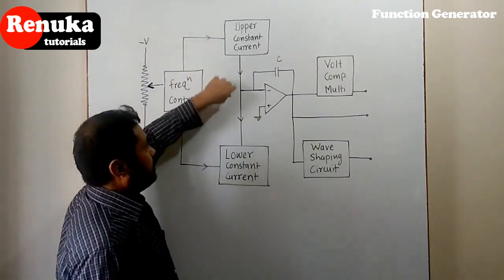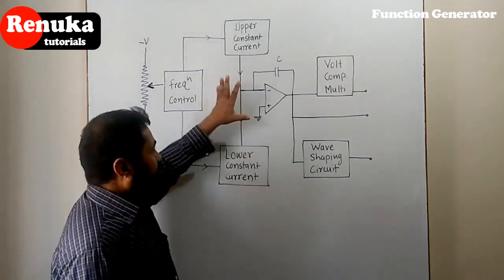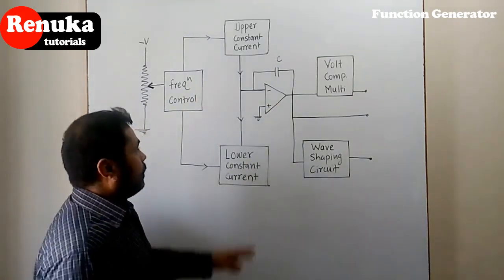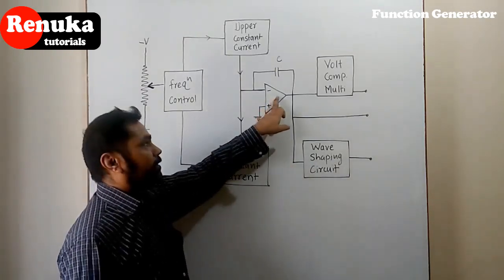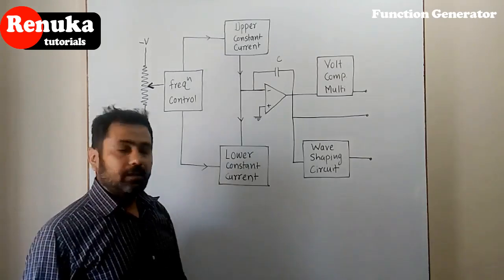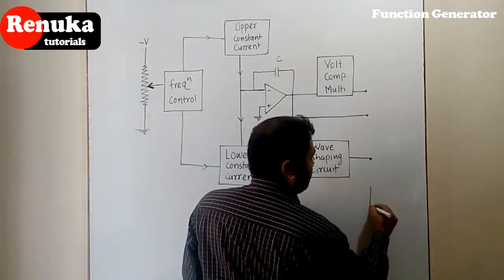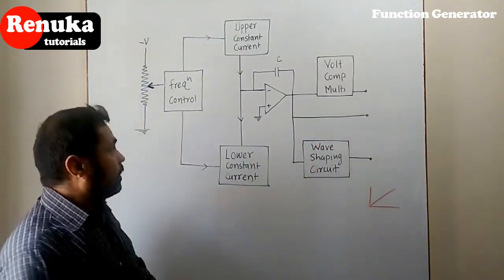The constant current source is connected to a circuit called an integrator. Integrator is a circuit we will discuss in detail in operational amplifiers. If constant current is given to this integrator, it will generate a ramp signal. Ramp signals are those whose amplitude goes on increasing with respect to time. So this type of ramp signal is generated here.